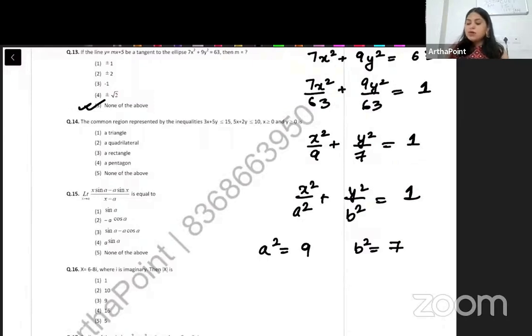Now let's come down to question number 14. 14 is linear programming, so I'm not going to go ahead and solve that. You can look into this question and go ahead and find the solution to it. It's pretty simple. I will just give you a hint here.